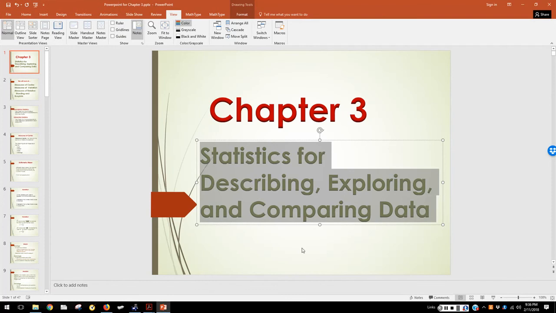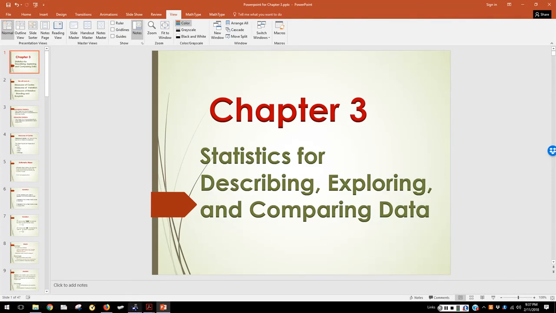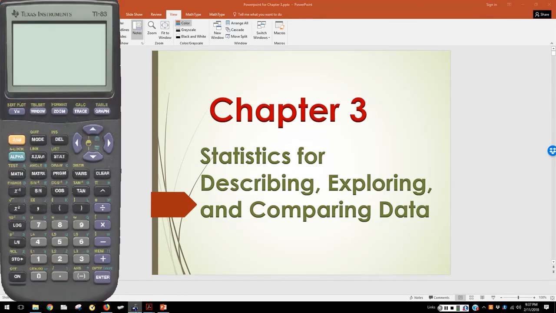Okay, this is our lecture for Chapter 3. We've already actually begun Chapter 3. We've done part of this, so I'm going to go quickly through the first part. Chapter 3 is about statistics. This time we're talking about numerical statistics, although we will talk about one more type of plot. Statistics for describing, exploring, and comparing data.